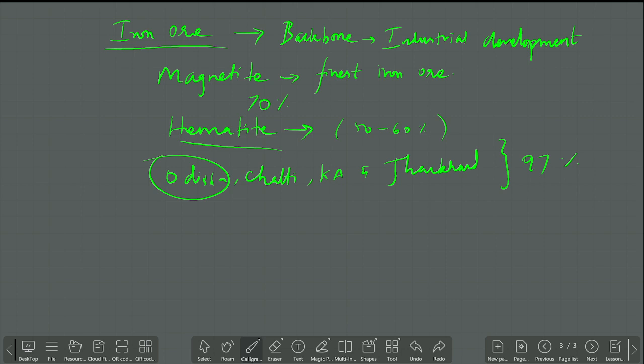In the adjoining Singhbhum district of Jharkhand, hematite. See, in case of Odisha and Jharkhand, we only talk about hematite. Please be clear, hematite, iron ore. We only talk about hematite. So, what are the places? You just take care. And the next one, Durg, Bastar, Chandrapur belts.